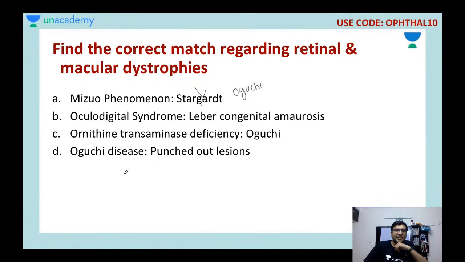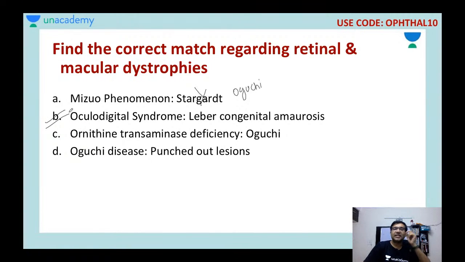Oculodigital syndrome is basically seen in Leber congenital amaurosis. This is an absolutely correct statement. It is the most common retinal dystrophy seen in infants. What the child does is rub the eyes very vigorously. He is not able to see clearly, so he rubs the eyes very vigorously, and due to the rubbing of the eyes, these patients get a type of enophthalmos. This is called Leber congenital amaurosis. The patient has oculodigital syndrome. So with the digits, the patient is rubbing the eyes. Okay, this is called oculodigital syndrome. So B is the correct answer here.